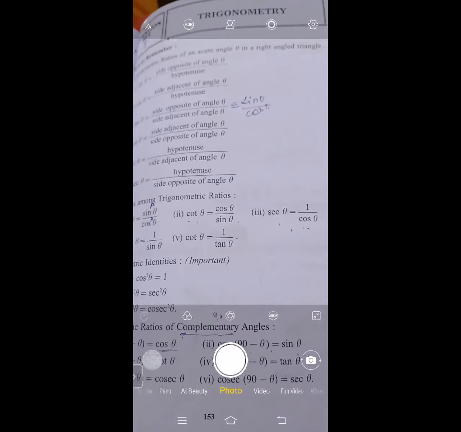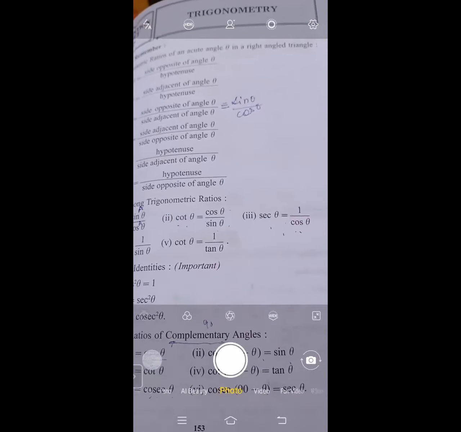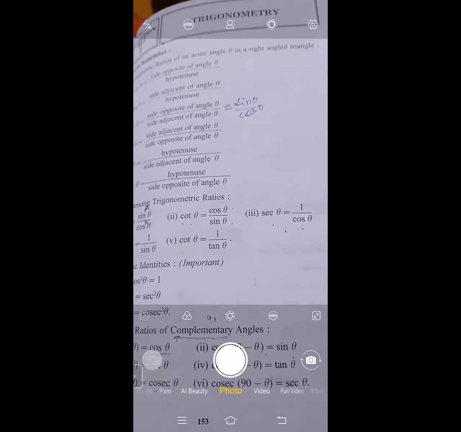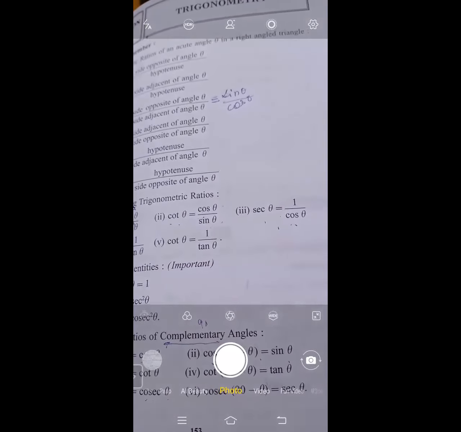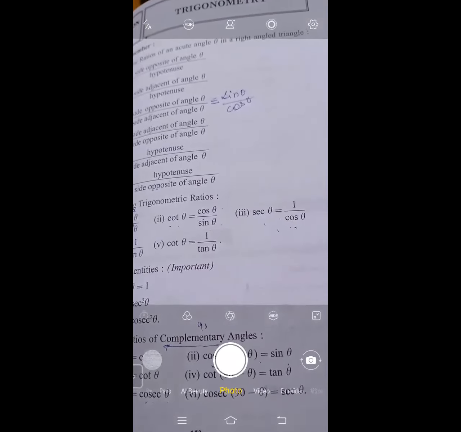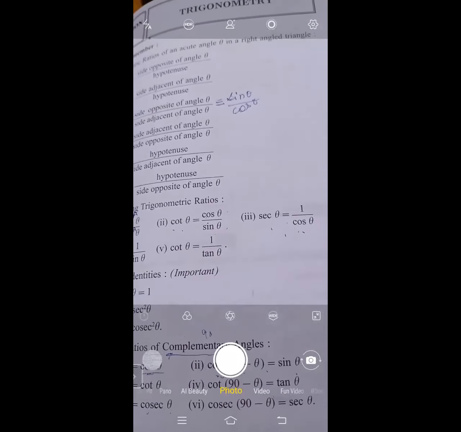I hope you have got a clear view of all these identities, which will help you to solve all 2 marks and 3 marks questions. Revision is important, so keep on revising these formulas as well as the other formulas for the chapters which are given.